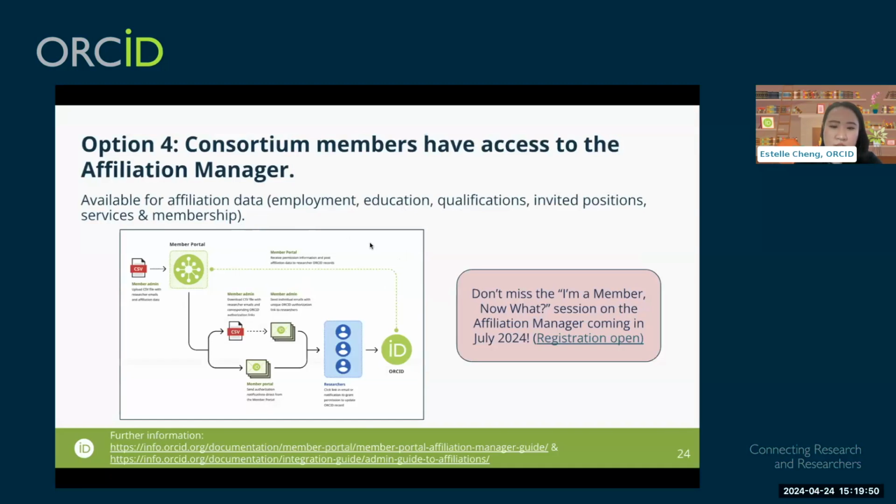So this is a diagram. I'm not going to explain it explicitly, but also, we will share the slides, so don't worry. And there's an upcoming session actually about specifically the affiliation manager. So please, you can visit our event webpage and you can see this. It's in July.